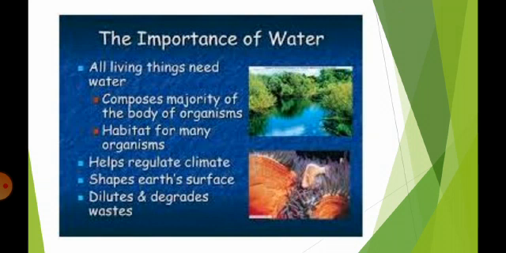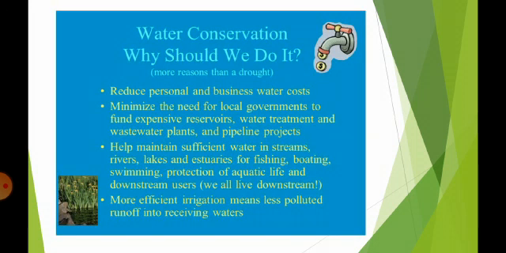The importance of water is given below. All living things need water for their survival. Water composes the majority of the body of organisms. Like human beings, 97% of our body is made up of water, and water is the habitat for many organisms. Water helps to regulate climate. Water shapes our surface, and water dilutes and degrades wastes. Water conservation. Why should we do it? Why do we need to conserve water?